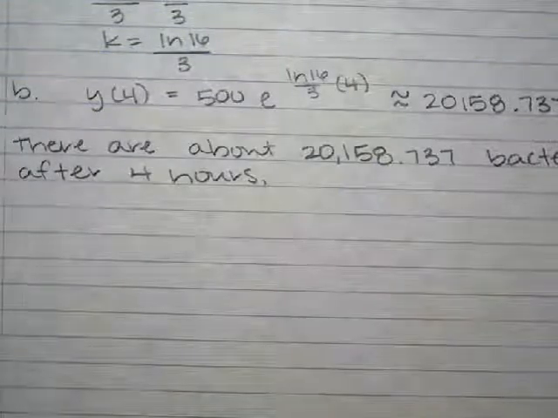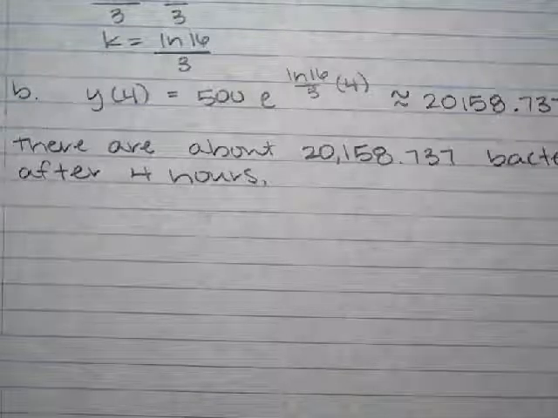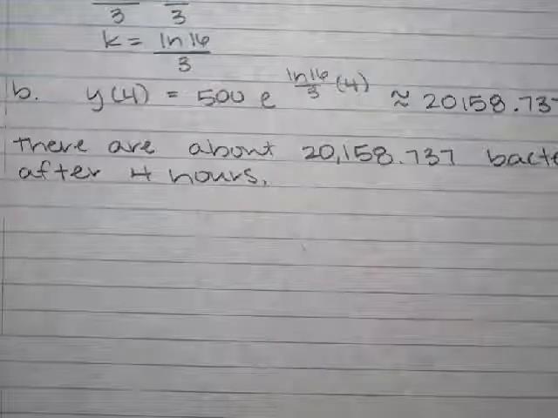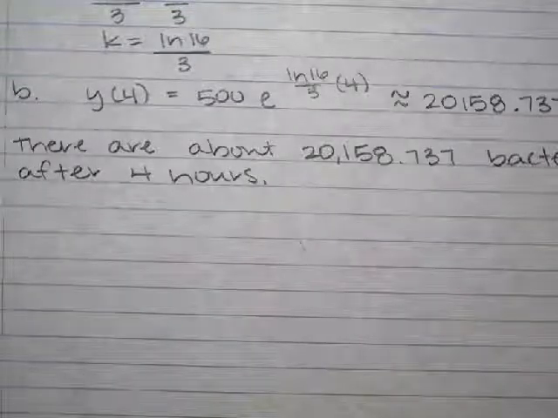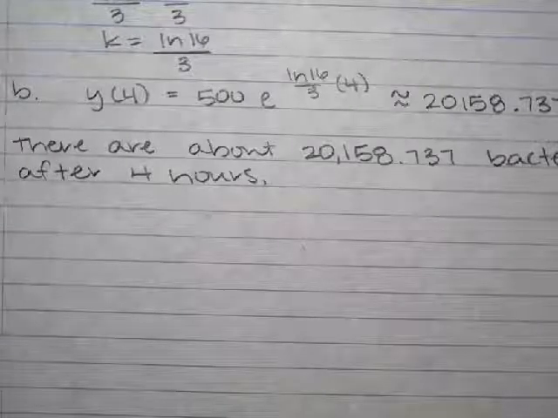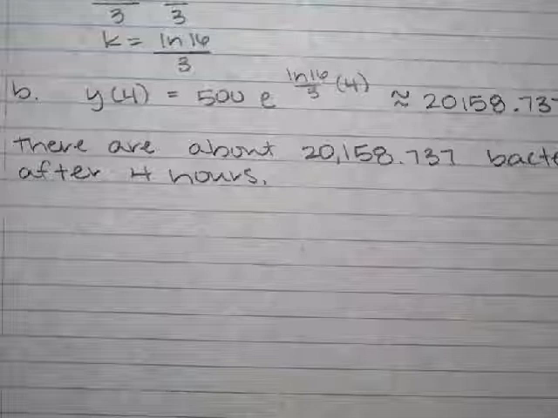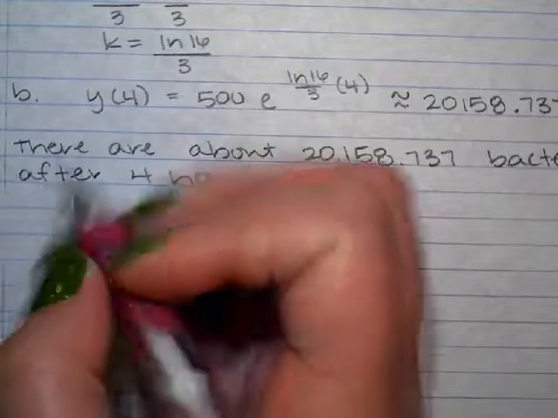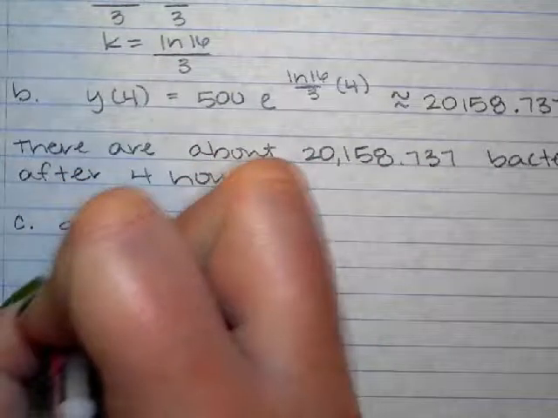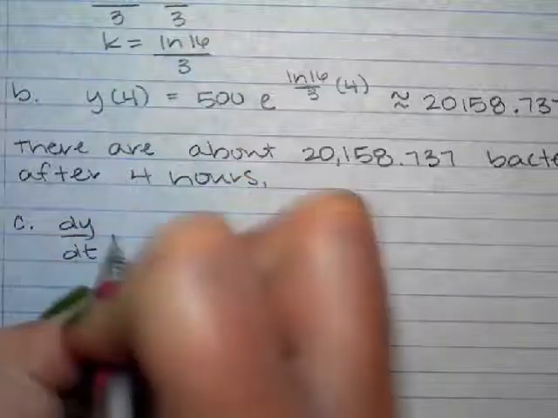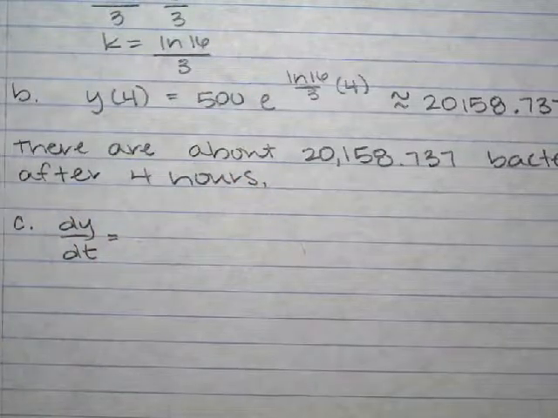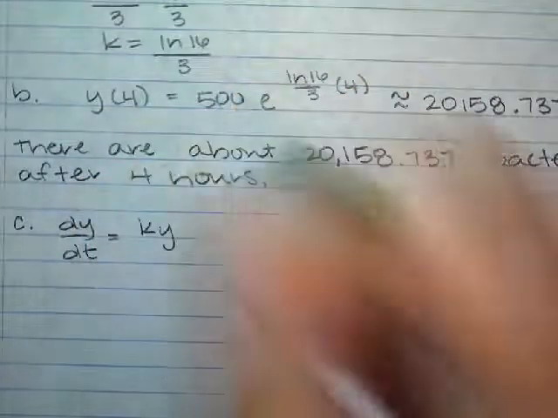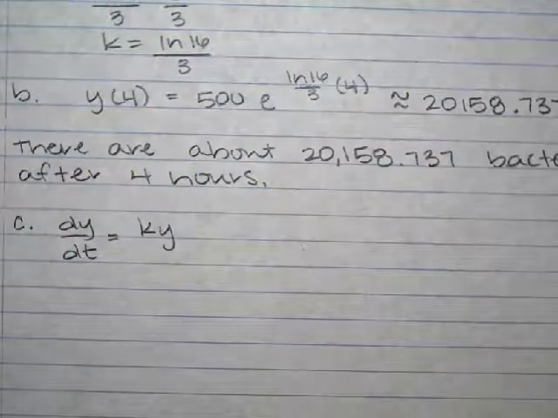All right. Part C. Find the growth rate after 4 hours, or the rate of growth after 4 hours. So the rate of change is going to be your dy/dt. If we look at our notes, what's dy/dt? k, ky. Your dy/dt is k times y. So what are we going to do?